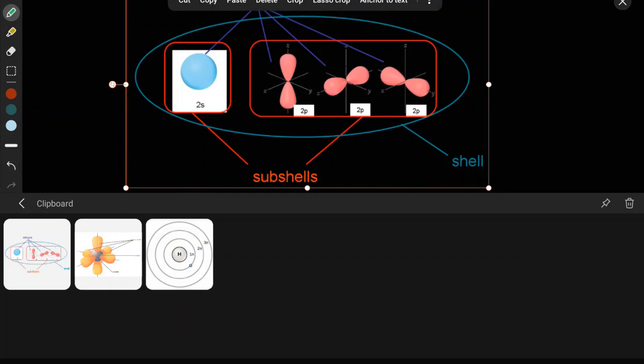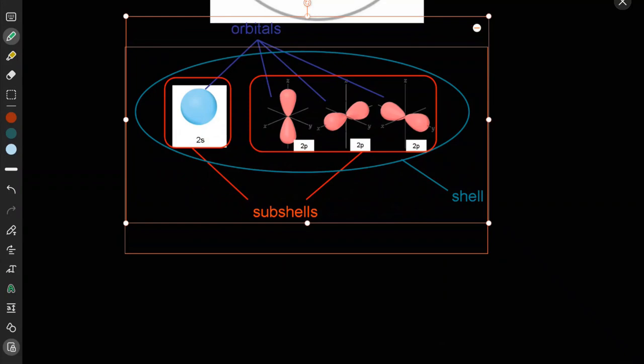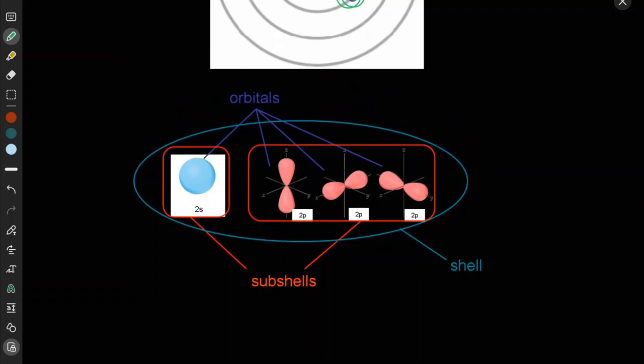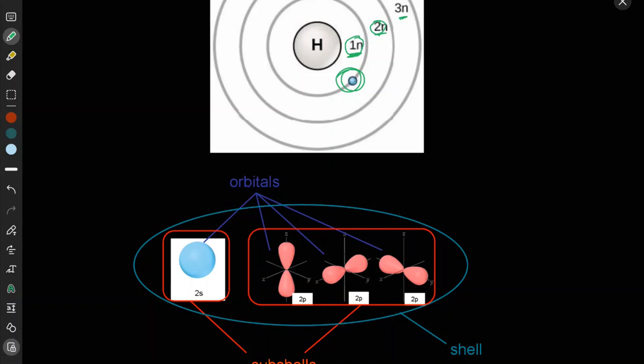Okay, so here's a good example of the distinction between shells, subshells, and orbitals. A shell is what we're talking about over here. So we have the first shell, the second shell, the third shell, right? Remember, we mentioned the first shell is only going to have one subshell, the S subshell, and that S subshell is going to contain one orbital, the S orbital.